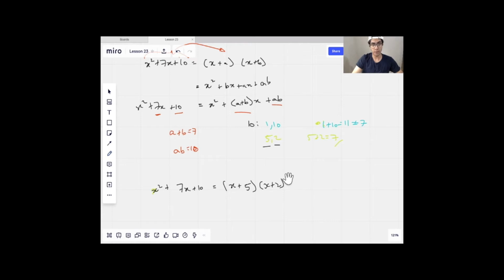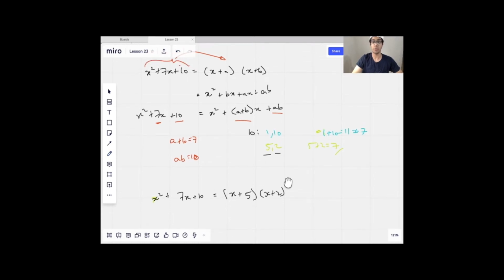And that's really all there is to it in factorizing quadratics. What you do is you think about two numbers which will add to give you the middle term, and then these same two numbers should multiply to give you the end term here. So let's try another one now and see how that goes.